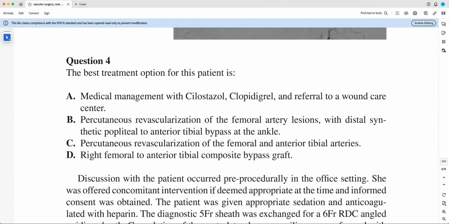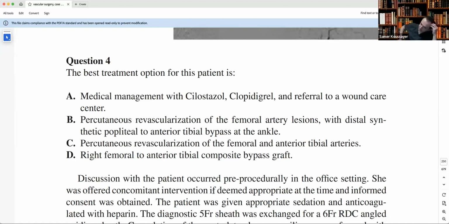Okay. Question number 4. The best treatment option for this patient is. Let's go one by one. A, medical management with cilostazol, clopidogrel, and referral to a wound care center. There are multiple stenoses and occlusion, and the patient has tissue loss. Medical management will not be enough for this patient. Needs to have a good outflow for tissue healing. Correct. So it's wrong. Next one.